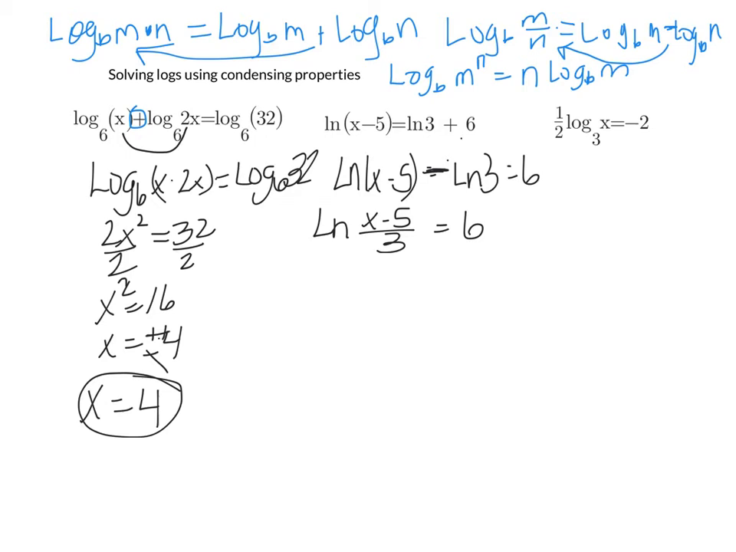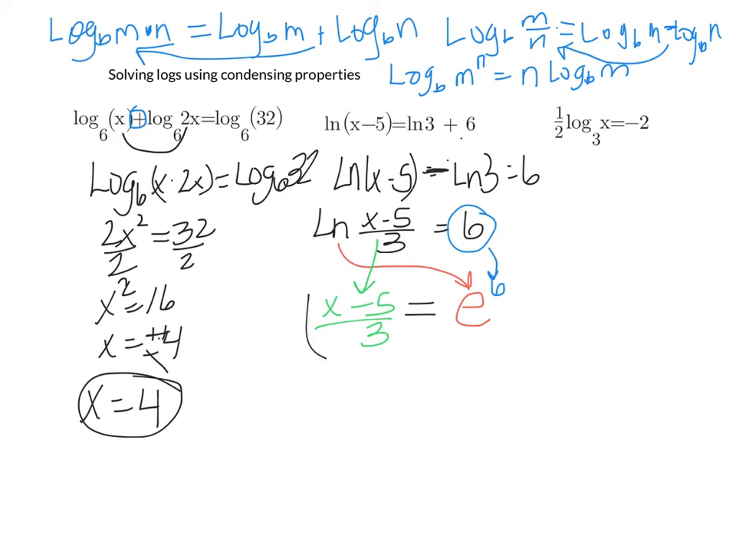So this is log base e. The ln becomes e. What it's equal to becomes my exponent. And what's inside the log goes on this side of the equal sign, x minus 5 over 3. And then I can solve it. So I have x minus 5 divided by 3 equals e to the 6th power.